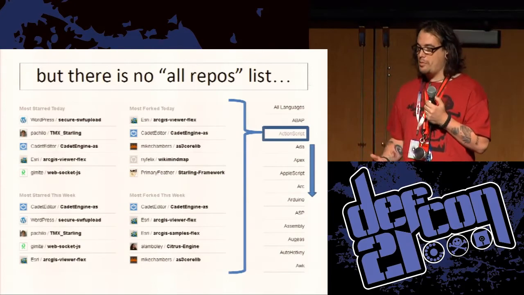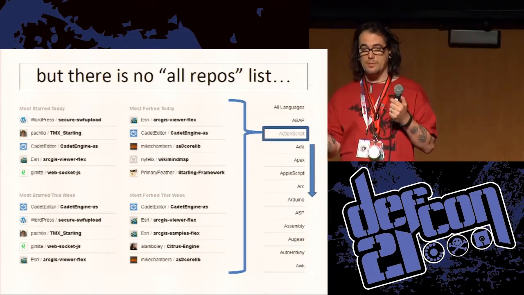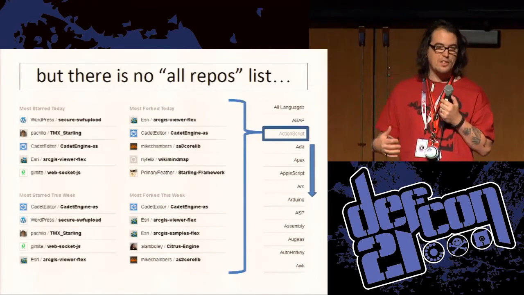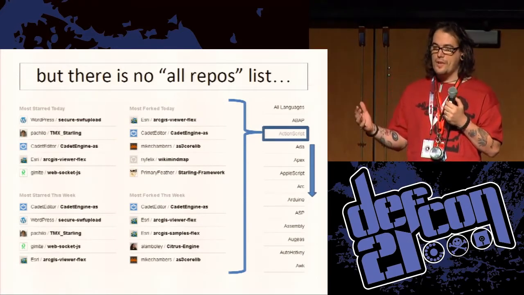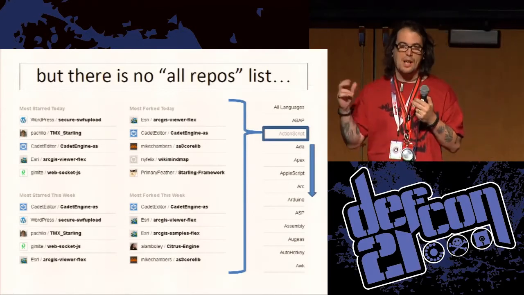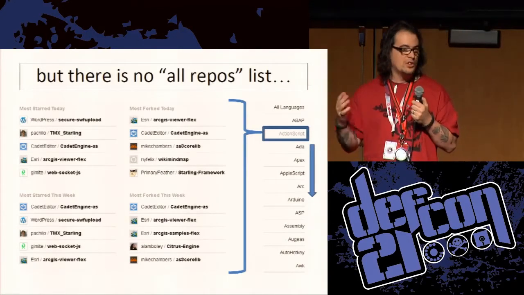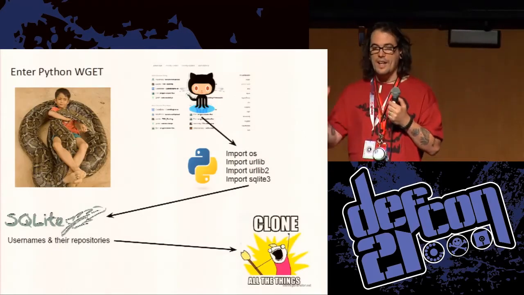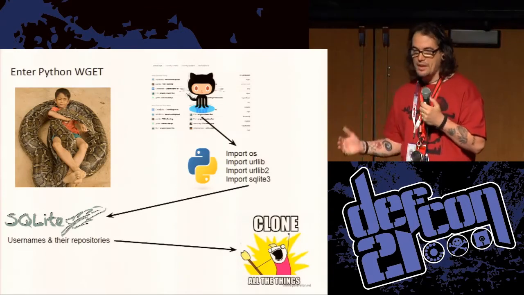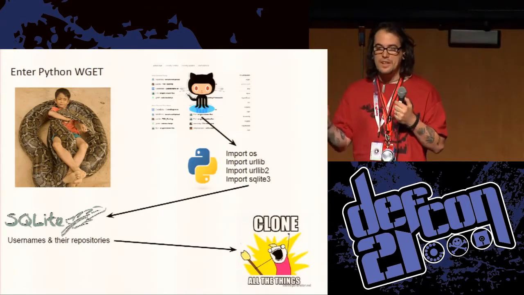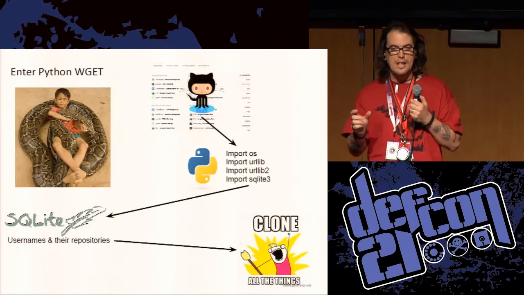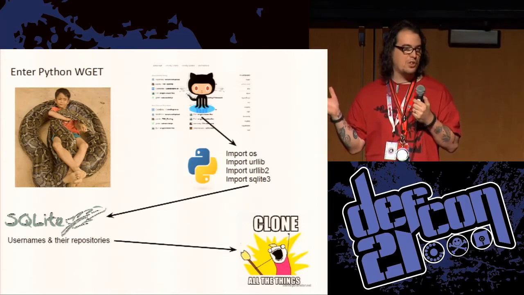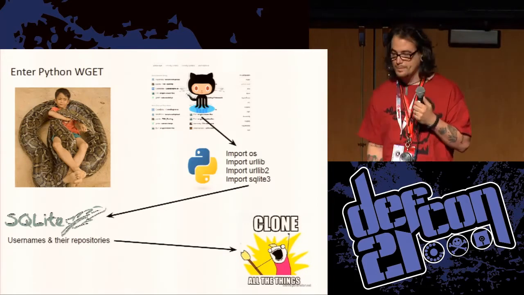So my first problem was that I couldn't find, at 2 in the morning, mind you, a good way to get all the repositories. So I started to go to GitHub's list of the top repositories, the most forked. So I used some basic Python and started web scraping all of that, saving it into SQLite, the usernames and the project names, and then just set my computer loose cloning all the repositories.